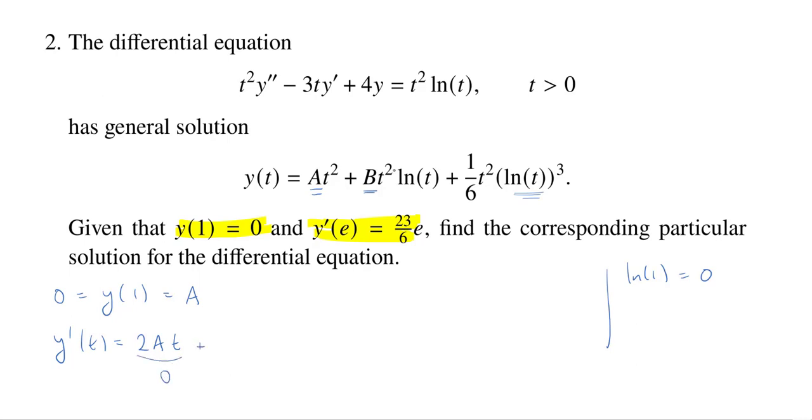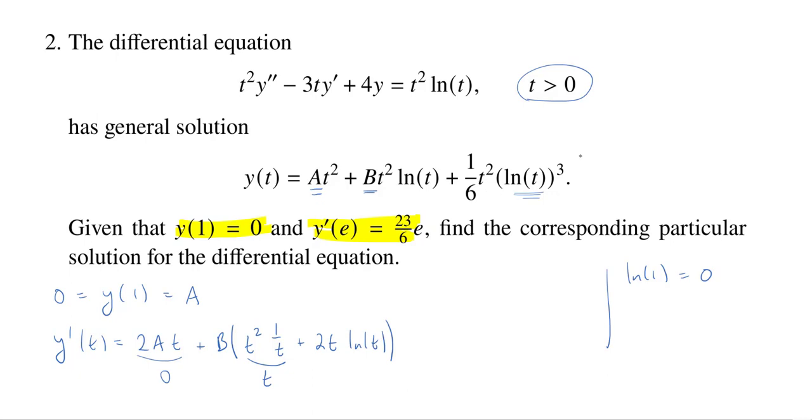Plus, now I'm taking a derivative. B is a constant, so I can keep that there. But now I have a product, so I'm going to have to use the product rule. We'll do t squared times the derivative of ln of t, which is 1 over t, plus the derivative of t squared, which is 2t, times the natural log of t. And this bit I can see quickly: t squared over t, as long as t is not 0, and t is not 0, reduces to t.